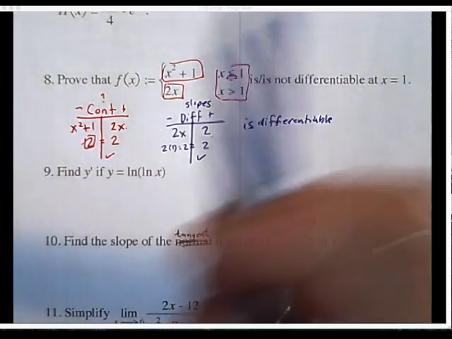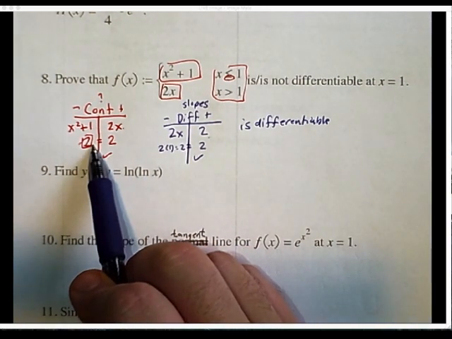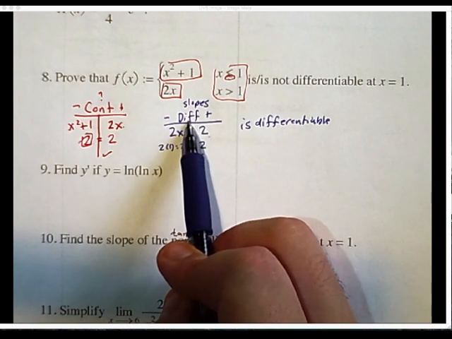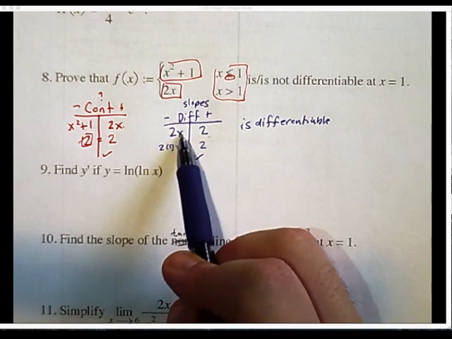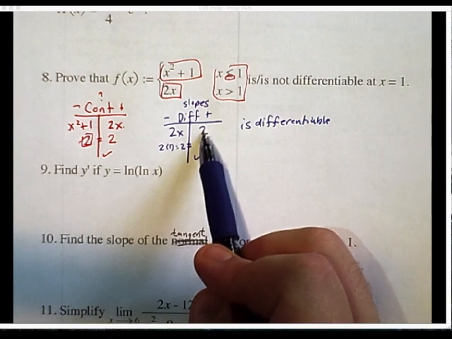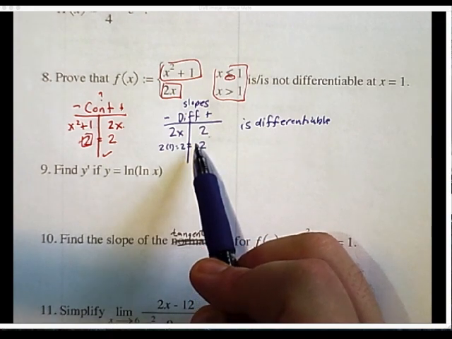Because it's continuous, the left limit equals the right limit equals the function value. And since it's continuous, it could be differentiable or it might not be. The slope approaching 1 coming in from the left is 2. The slope approaching 1 coming in from the right is also 2. So it is differentiable.